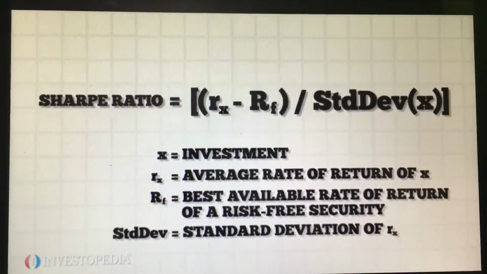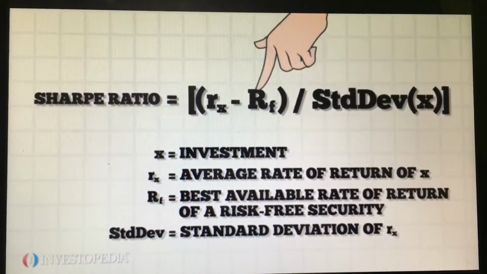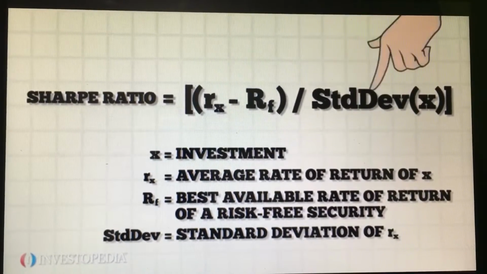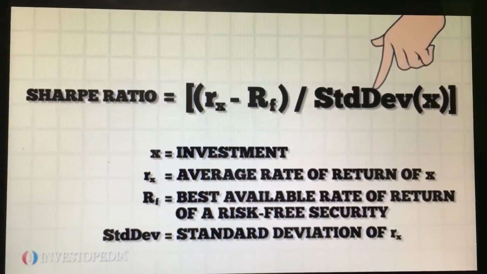The ratio is calculated by subtracting the risk-free rate from a portfolio's rate of return and dividing that number by the standard deviation of the portfolio's returns.